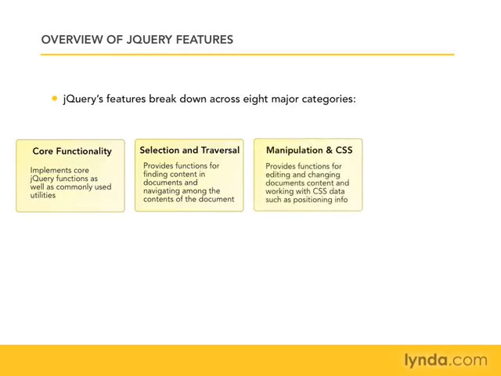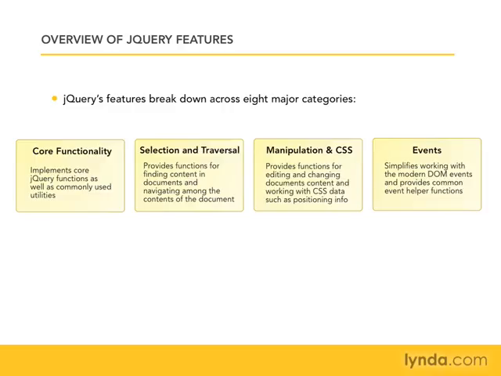Then there's the manipulation and CSS category, and this category includes functions for editing and changing the contents of the document. So you can think of this as the natural follow-on to the selection and traversal category, where in that category you're finding content, and in the manipulation and CSS category you're taking that content and then manipulating it somehow. So this category includes functions for editing and changing document content and working with CSS data, such as positioning information and so on. That's followed by the events category, and this simplifies working with the modern DOM events and provides a lot of common event helper functions that cover some common scenarios that pop up in interaction design in web pages.